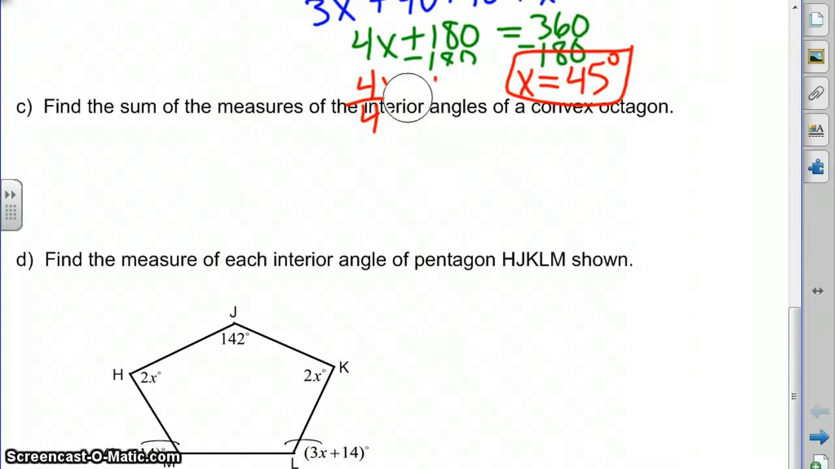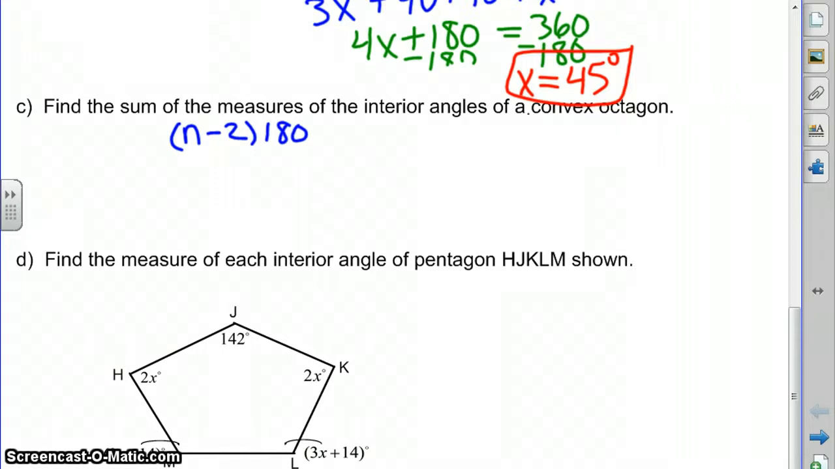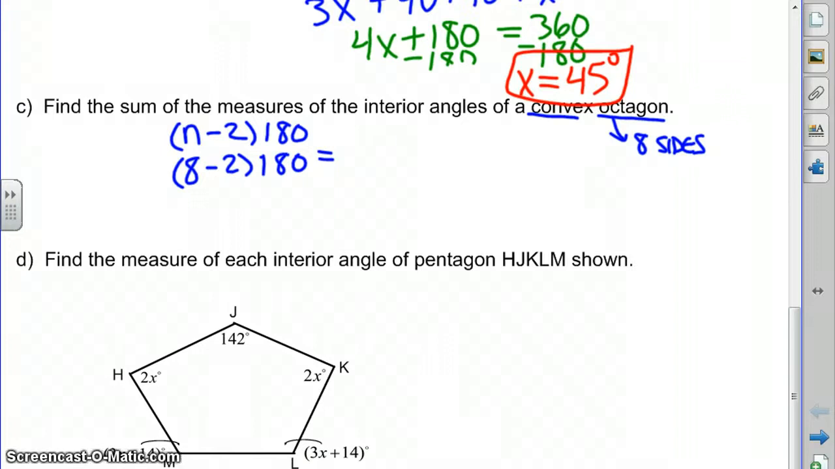I'm going to clean this up a little bit so we can see the next question. Find the sum of the measures of the interior angles of a convex octagon. Sum of the measures, so I know I'm going to be doing n minus 2 times 180 of a convex octagon. An octagon has 8 sides. Think of a stop sign. An octagon has 8 sides. 8 minus 2 times 180 degrees is equal to my number of degrees.